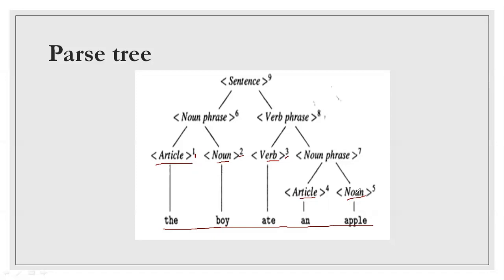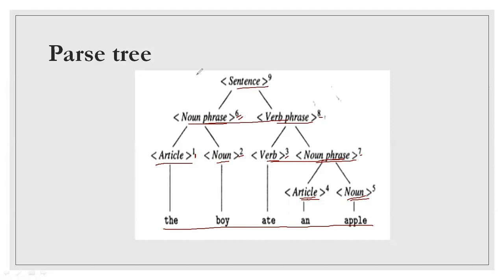The next step is what? Next, we have to combine this. Article and noun together is called as noun phrase. Article and noun is nothing but noun phrase. This is number 6. After that, article and noun combinedly called as noun phrase. So that is nothing but 7. Now, noun phrase, verb and noun phrase. Verb and noun phrase combinedly called as verb phrase. That is 8. Now, combination of 6 and 8, noun phrase and verb phrase is called as sentence.